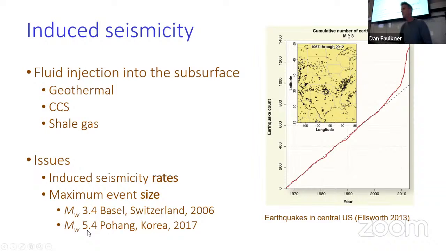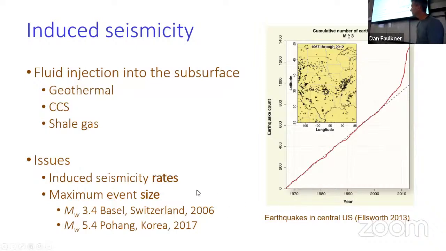There's a magnitude 5.4, so much bigger, in Pohang in Korea just a few years ago, 5 years ago now. And the Scientific Advisory Board that looked at that event were in no doubt at all that this event was caused by fluid injection as part of a geothermal project that was started in South Korea.